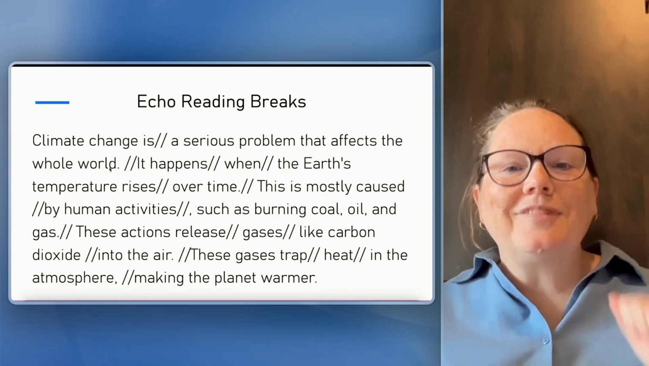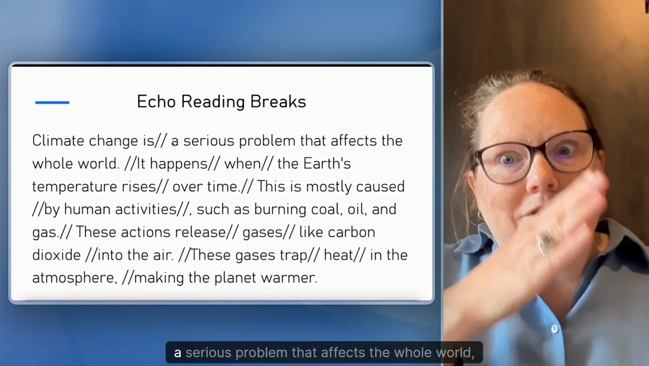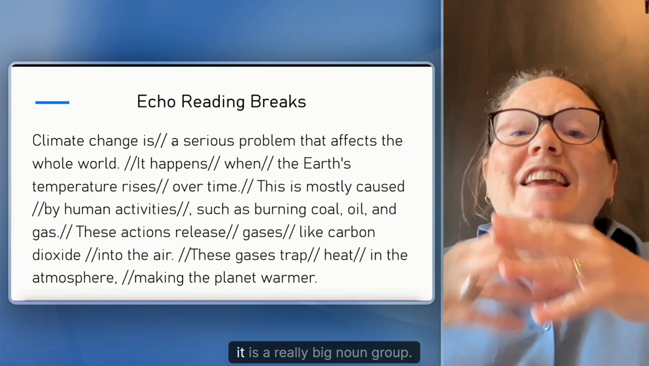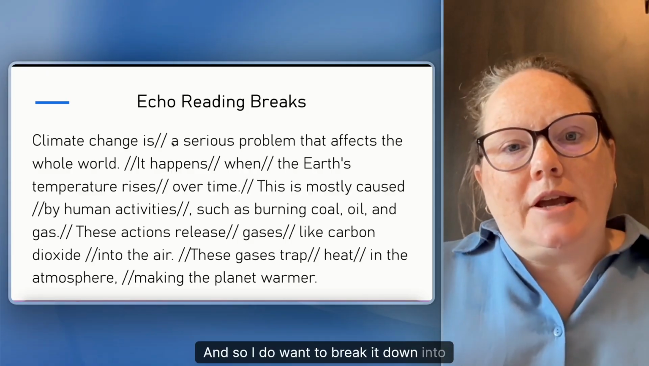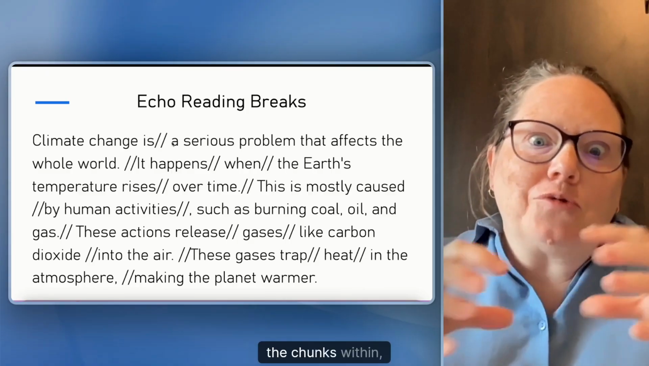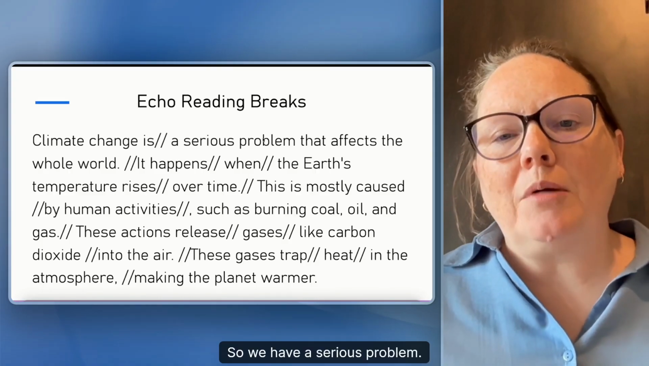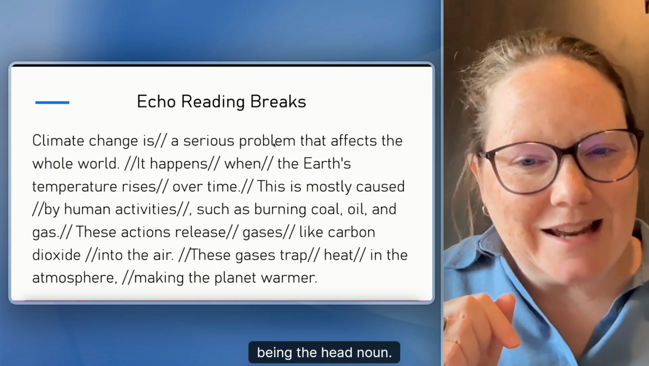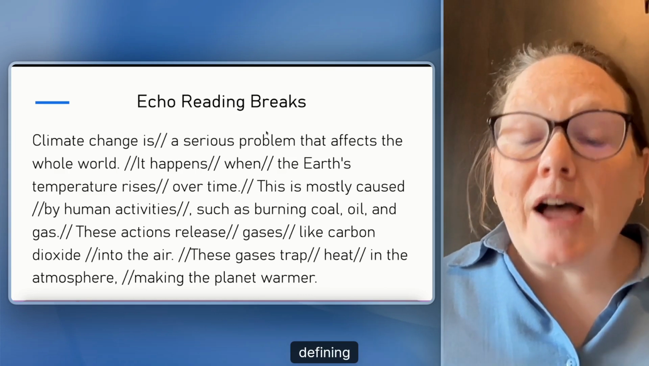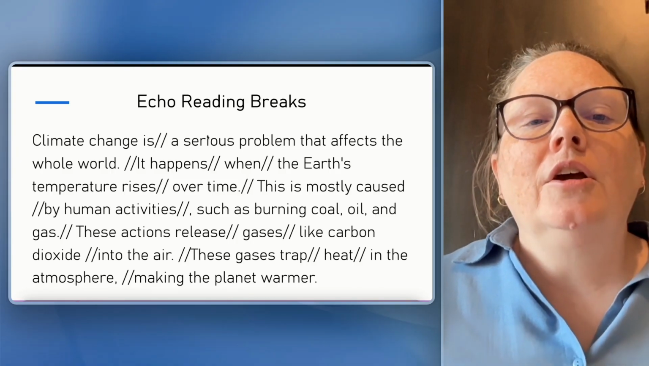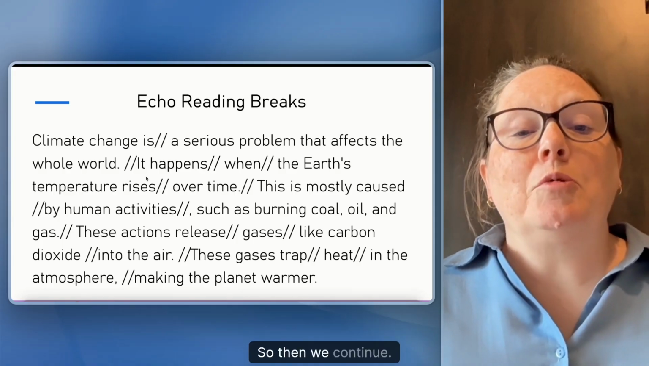I'm going to pause. So notice that I also, even though this is one noun group, a serious problem that affects the whole world, it is a really big noun group. And so I do want to break it down into the chunks within the noun group. So we have a serious problem, problem being the head noun. And then we have this relative clause that's defining the problem. So I can kind of break that into different sections. So then we will continue.